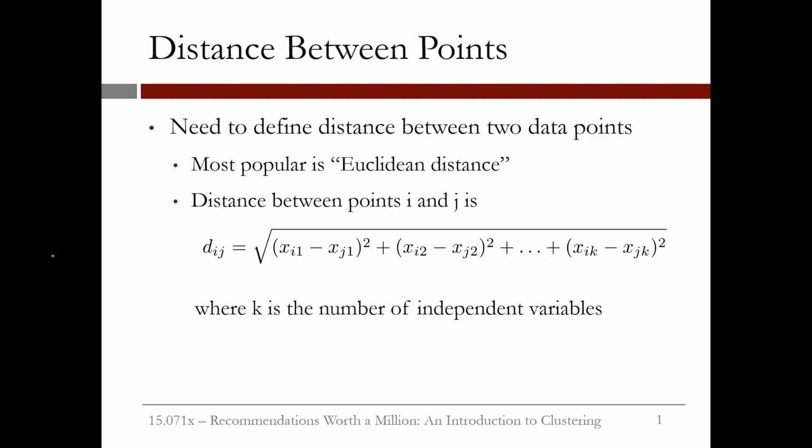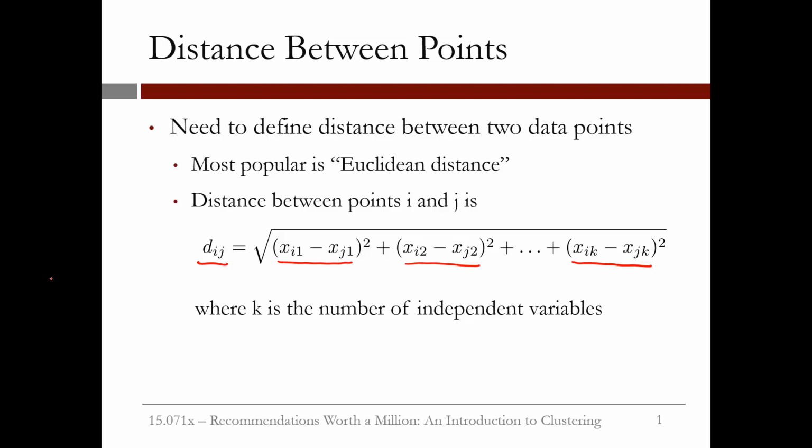Suppose we have two data points, i and j. The distance between the 2 points, which we'll call d_ij, is equal to the square root of the difference between the 2 points in the first component squared plus the difference between the 2 points in the second component squared, all the way up to the difference between the 2 points in the kth component squared, where k here is the number of attributes or independent variables.